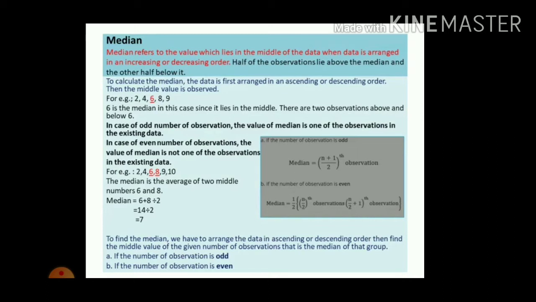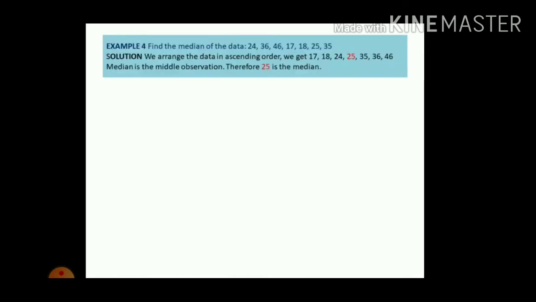But when there is an even number of observations, the data present at the n by 2th position and the n by 2 plus 1th position, we have to add both of them and divide it by 2. We'll take an example and use the formulas so that you will have a clearer idea.